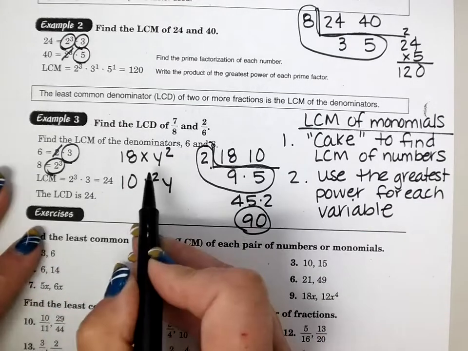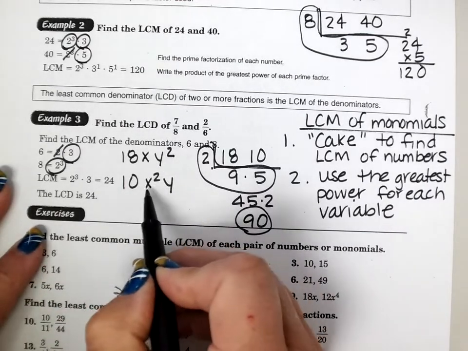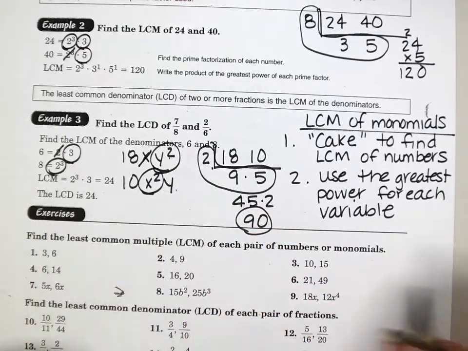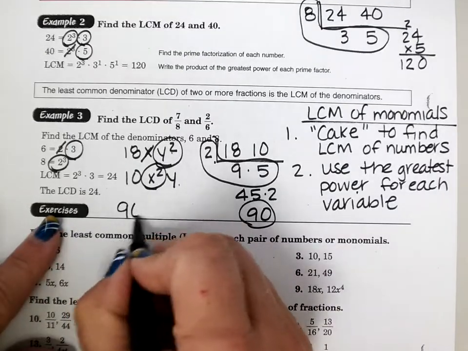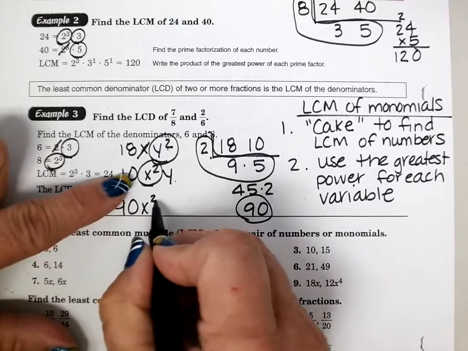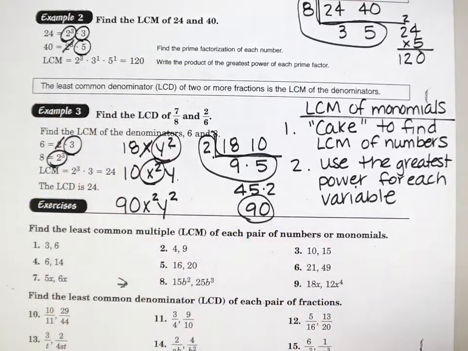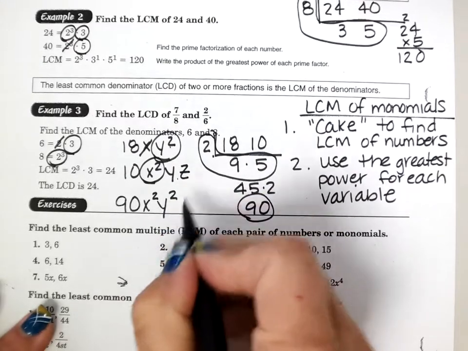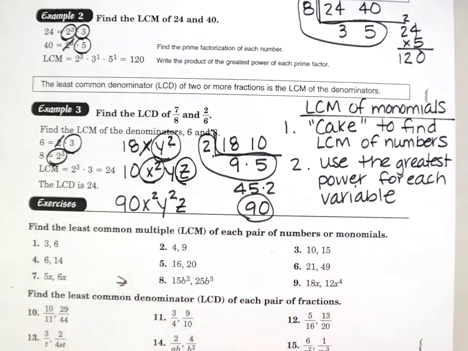Okay, so if I look at the variables, I have an x and an x squared. I got to use the x squared. I got a y squared and a y. I use the greater one. So I have 90 for the numbers, x squared for the x's, y squared for the y's, and you use every single variable. Even if there was an extra variable, like if there was a z here, you would still use the z because that's the biggest of the z. You have to use every single factor, every single variable, and if you have multiple variables, you use the greater power one. Okay? All right, so let's try some.